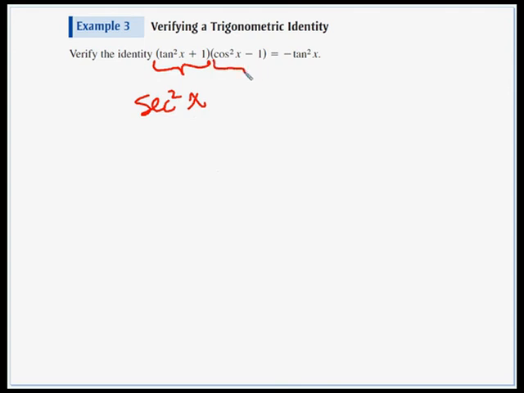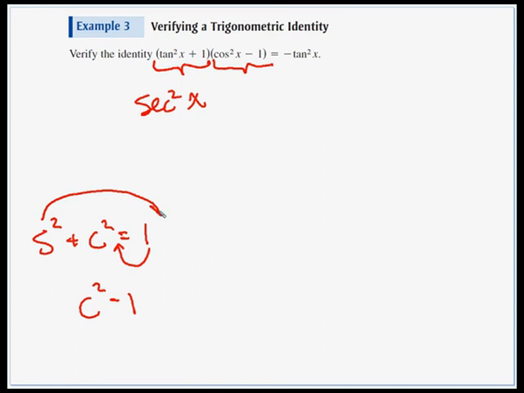Cosine squared minus 1. Now let's see here, I'm going to abbreviate this, but sine squared plus cosine squared equals 1. We want cosine squared minus 1. So if I subtract the 1 from each side, I'll have a cosine squared minus 1. And I'd want to move the sine squared to the other side, and it would become negative. Subtract it from each side. Negative sine squared x. So we can replace this cosine squared minus 1 with a negative sine squared of x.